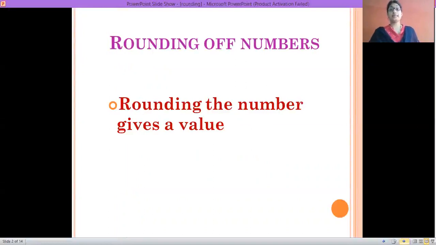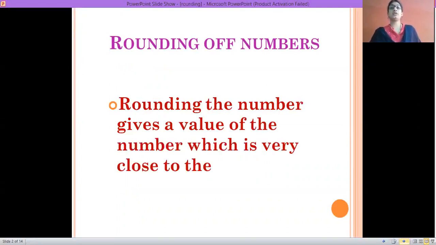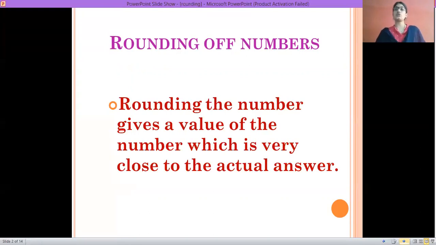Rounding the number gives a value of the number which is very close to the actual answer. Now we are also seeing, children, 12 is very close to 10 or very close to 20? Very close to 10. That's why they have given a 10 rupee note. So when we round off the numbers, we give a value which is very close to the actual number, but we will not give the exact number.